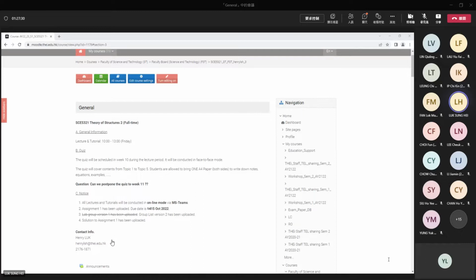Another reminder is that last time some students stuck many memo papers on the note sheet. Try not to do so. Okay, try not to do so.